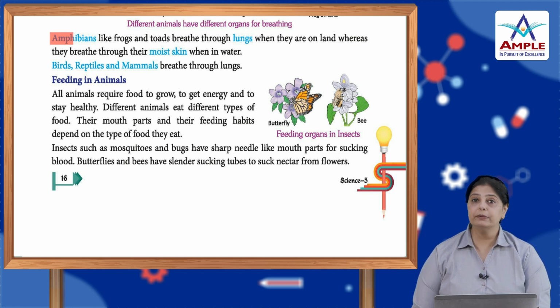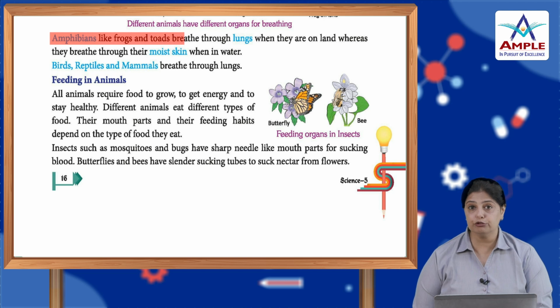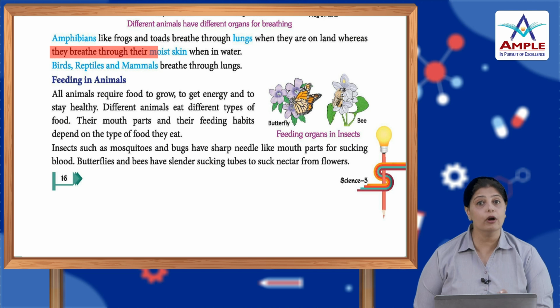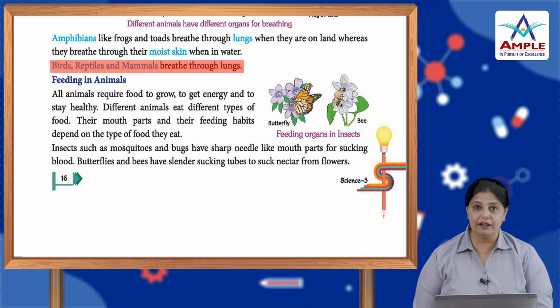Now, amphibians like frogs and toads breathe through lungs when they are on land, whereas when they are in the water, they breathe through their moist skin. Now, birds, reptiles and mammals breathe through lungs. They have lungs just like the way we have lungs.